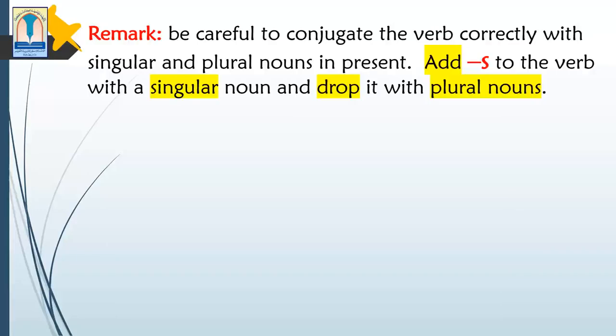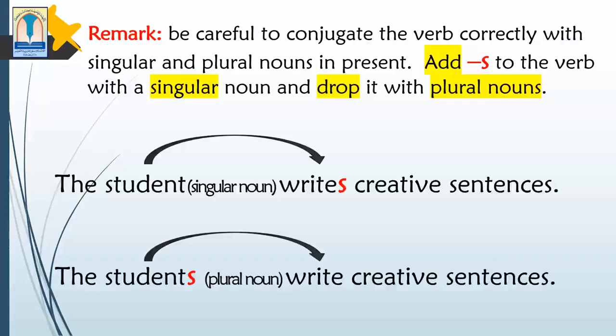Be careful, children, to conjugate the verb correctly with the singular and plural nouns in present. Make sure to add S to the verb with a singular noun and drop it with a plural noun. Here is an example. The student, which is one student singular, writes creative sentences. The student writes, not write. Whereas in the second sentence, there are many students, and that's why the verb does not take an S. The students write creative sentences.